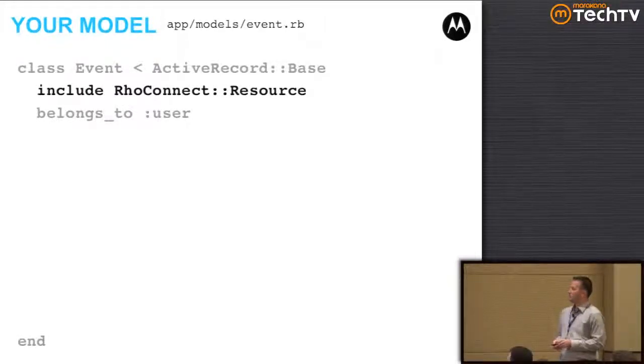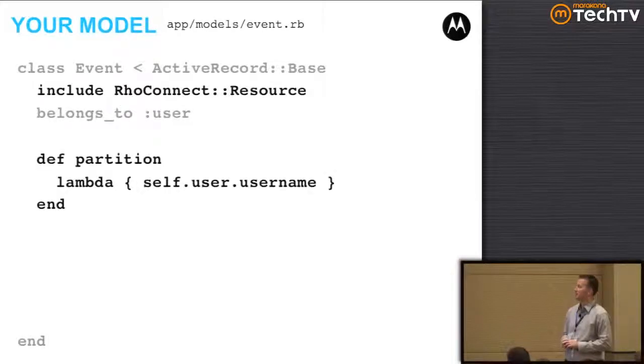First thing I do is I include RhoConnect resource. So what this does is this uses a powerful feature of Ruby called module mixins. And it will basically add all of the functions that we provide in the Rails server plugin directly into your model. So your class now, this event class, now has a bunch of methods defined that come with RhoConnect that we don't have to worry about implementing, that handle automatic transfer of data between our Rails application and the RhoConnect server.